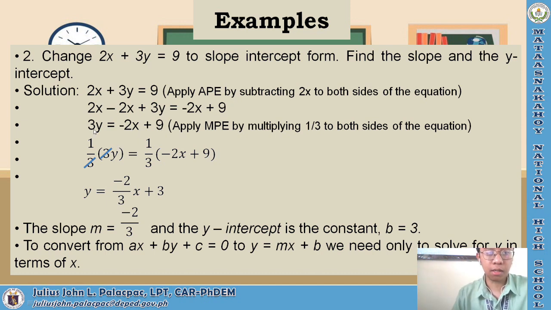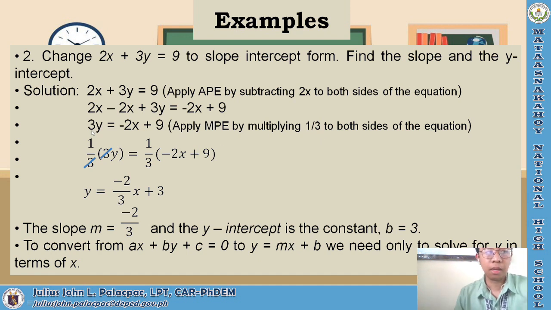To eliminate 3 on the left side, so that we will only have y as the variable on the left side, we divide both sides by 3, or multiply both sides by 1/3.